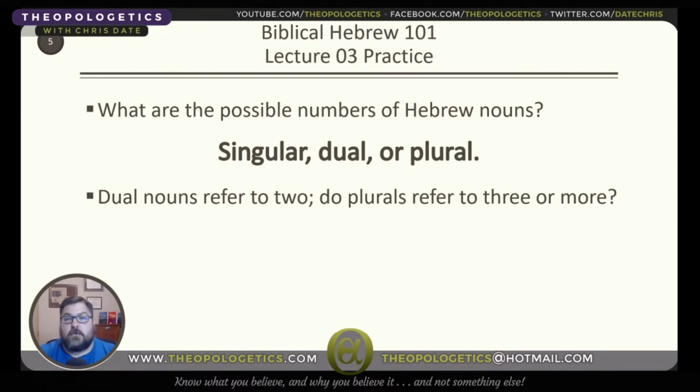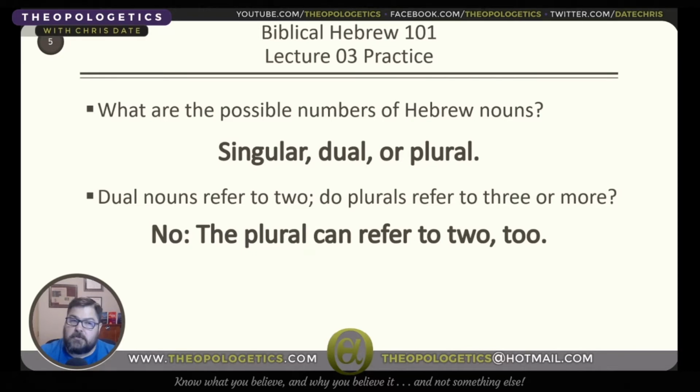So therefore, do plurals refer to 3 or more? And the answer is no. The plural can also refer to 2. You see, the dual is not for every case in which you're referring to 2 things. The dual tends to refer to things that naturally come in pairs, like hands and eyes and feet and legs. And it can also be used in certain expressions of time or measure. But the plural is often used for 2 as well.